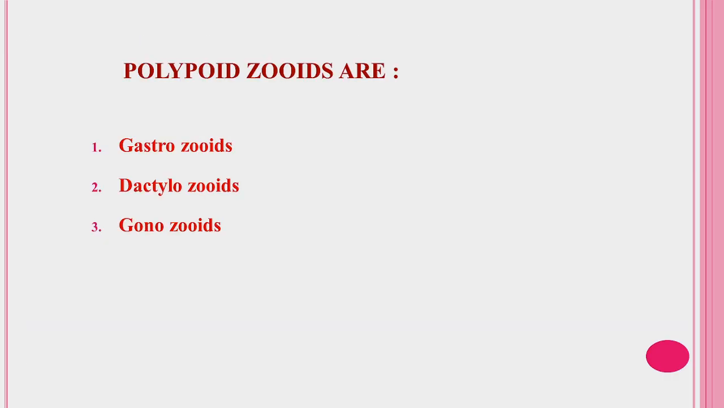So they are called reproductive individuals. Here two types of zooids are there. One is the polypid zooids and the second one is the medusoid zooids. Now we'll see the polypid zooids.